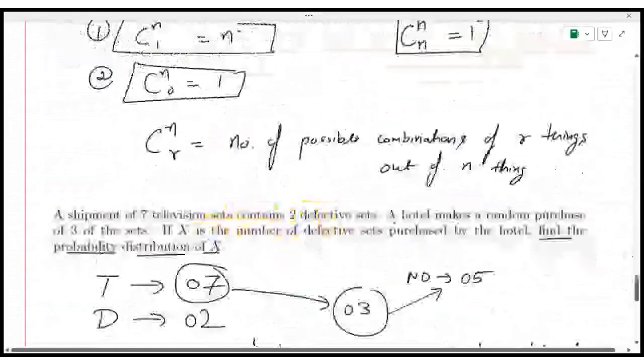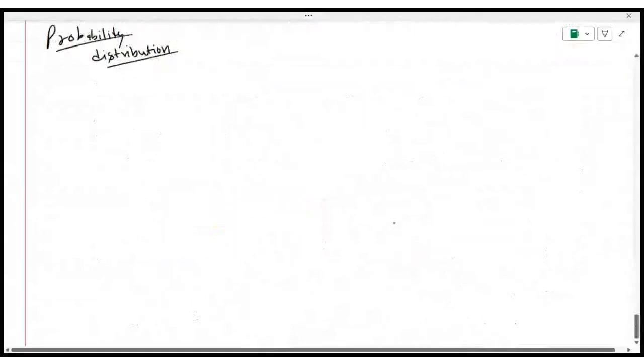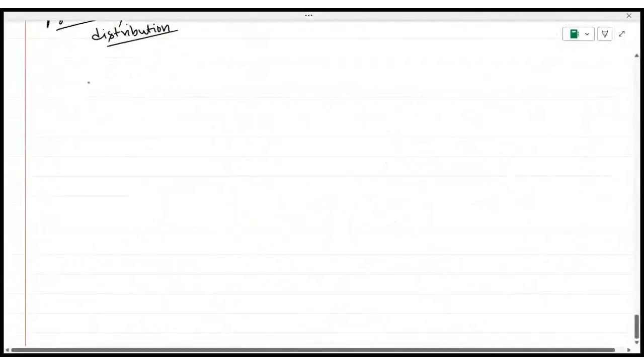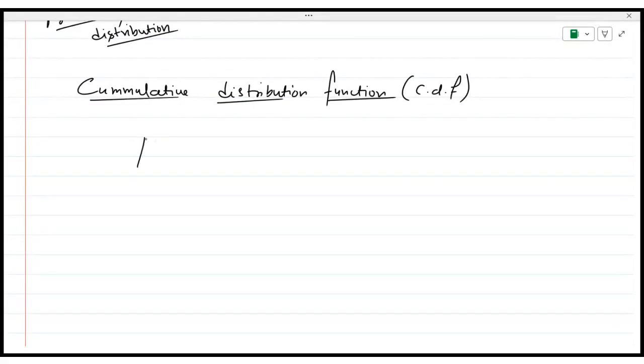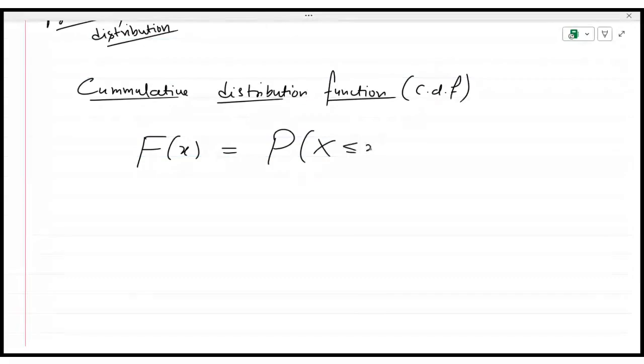Let us move to the next topic. Okay. So the next topic is what is the meaning of cumulative distribution function, or you can say CDF. Okay. So very simple meaning is this. Cumulative distribution function we denote by capital F of x. And the meaning is: what is the probability that X will have value less than or equal to x?